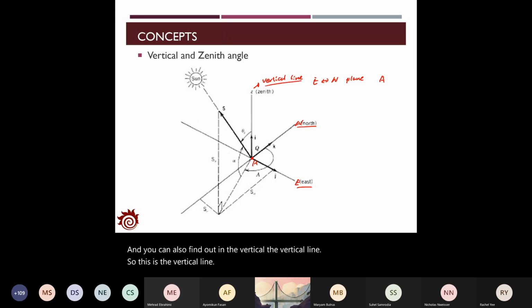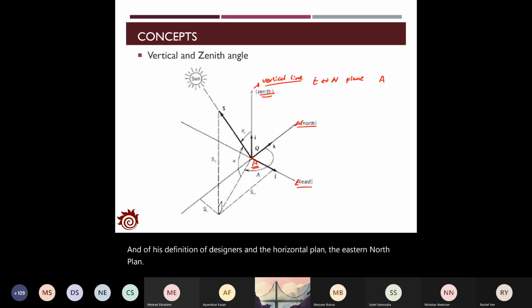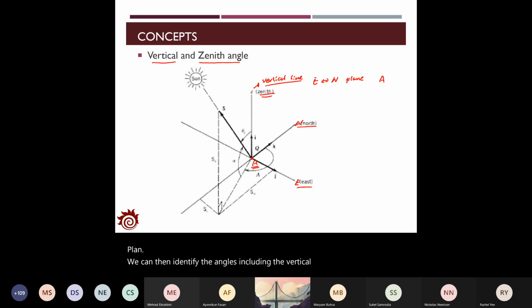And you know that you only have one vertical line and one horizontal plane. And the vertical line should go through the reference point, which will be reference point A. On the Earth, the vertical line is also called the zenith axis. And with the definition of the zenith and the horizontal plane, the east and north plane, we can then identify the angles, including the vertical angle and the zenith angle.